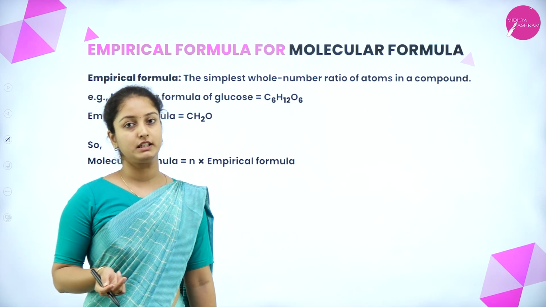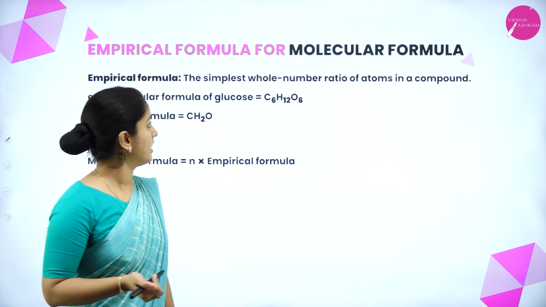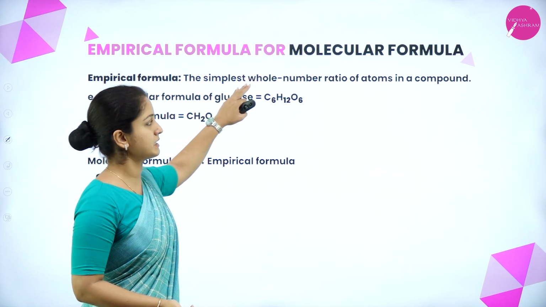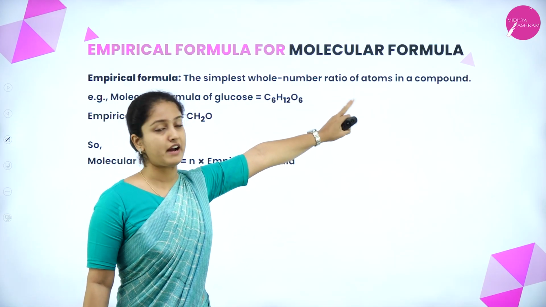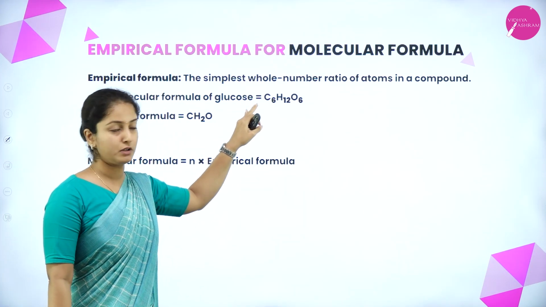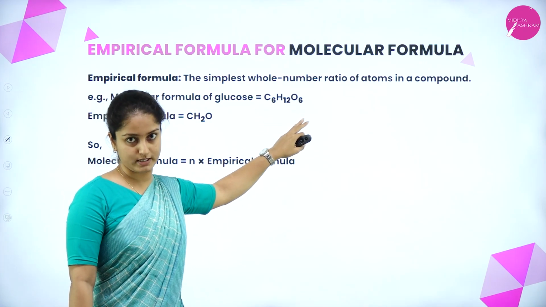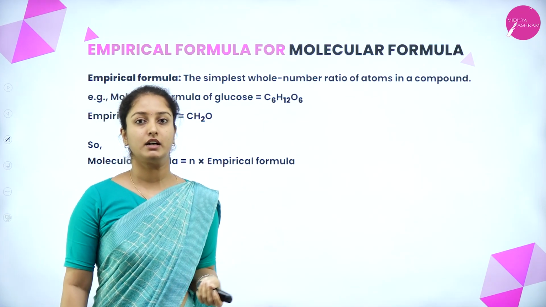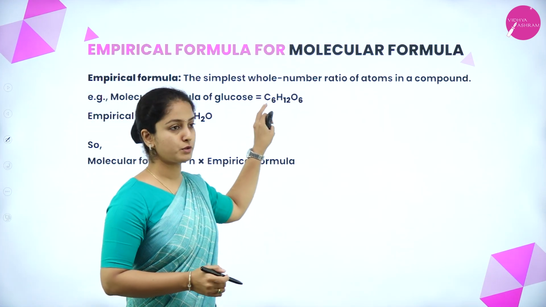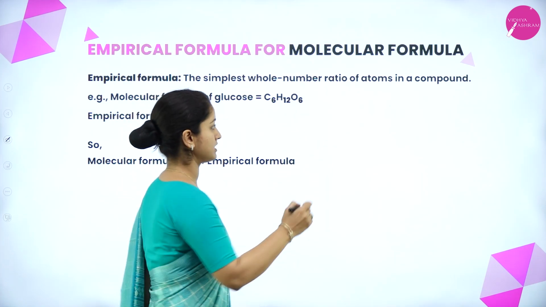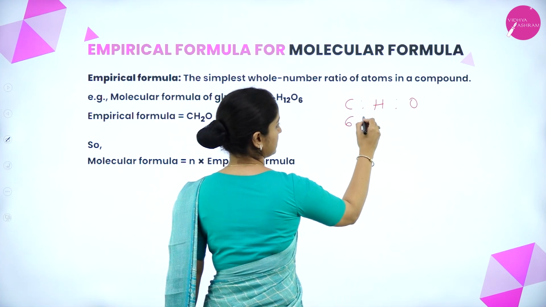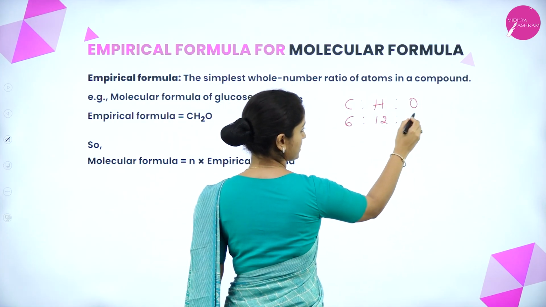So, the next topic we shall learn is about empirical formula from molecular formula. What is an empirical formula? It is the simplest whole number ratio of atoms in a compound. For example, the molecular formula of glucose is C6H12O6. Now, how do we arrive at the empirical formula using this molecular formula? First, we should know the ratio between carbon, hydrogen and oxygen, that is C to H to O. So, the ratio is 6 to 12 to 6.